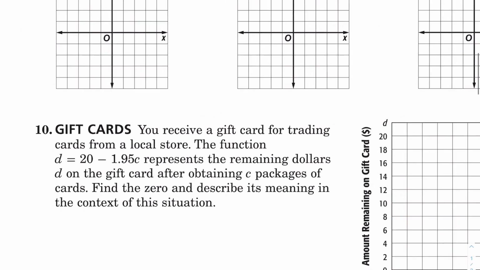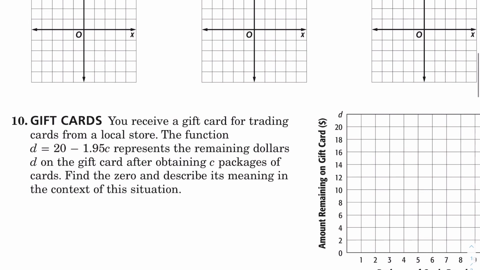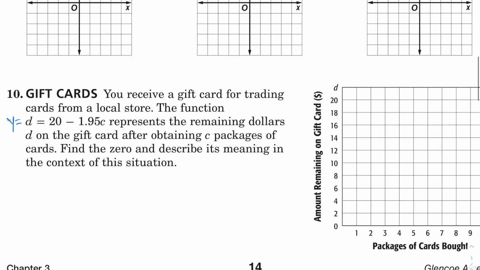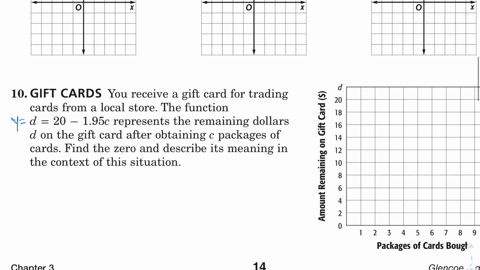I'll do the word problem. We get this thing, it has this function, d equals 20 minus 1.95c. It seems like d is the y. D is the same thing as y equals, and c is going to be the same thing as x. Make a graph. So let's make a table. y is equal to 20 minus 1.95c. We get to pick the x's.